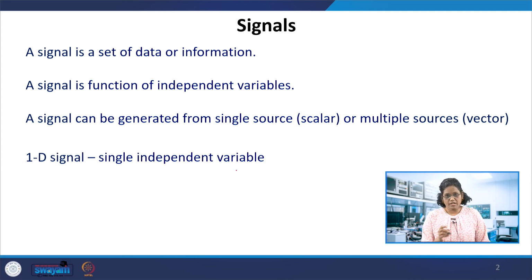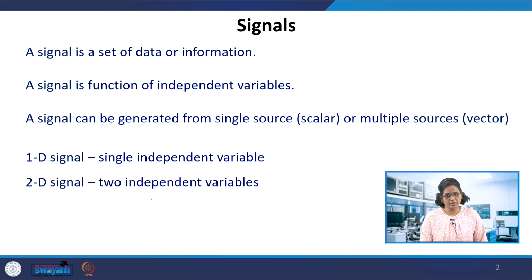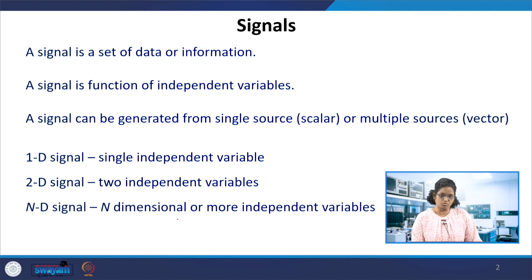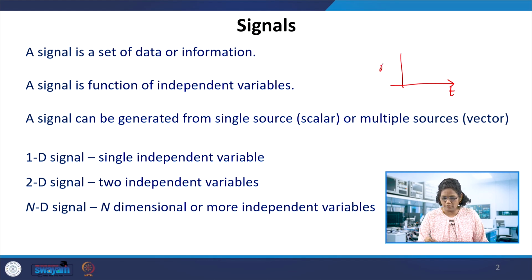If the signal has one independent variable, that signal is called a one dimensional signal. If we have two independent variables, then it is a two dimensional signal, and if we have more than two, three dimensional also, and for n or more independent variables we have the ND signal. Suppose we have a signal with time t, and we are plotting x of t, so this is a 1D signal. This x of t is varying as t progresses.